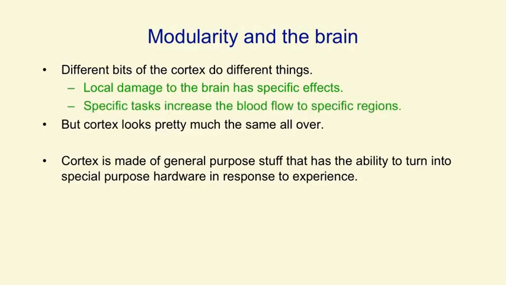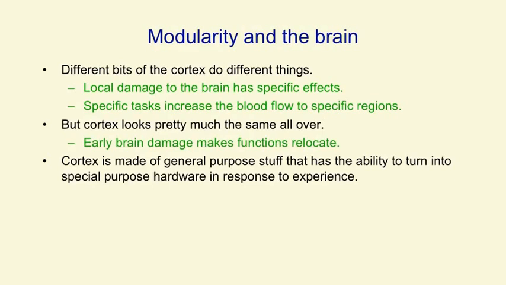We know a lot about how functions are located in the brain, because when you use a part of the brain for doing something, it requires energy, and so it demands more blood flow, and you can see the blood flow in a brain scanner. So that allows you to see which bits of the brain you're using for particular tasks. But the remarkable thing about cortex is it looks pretty much the same all over. And that strongly suggests that it's got a fairly flexible universal learning algorithm in it.